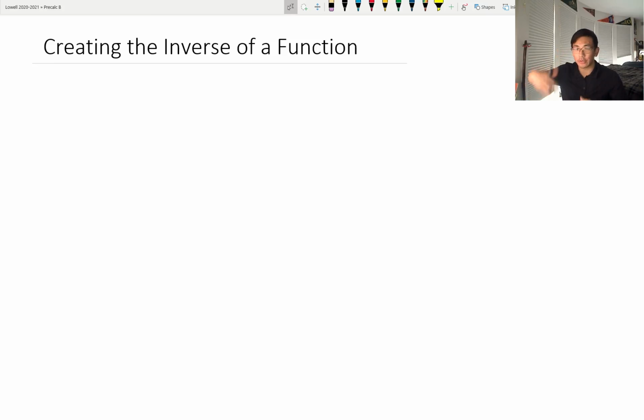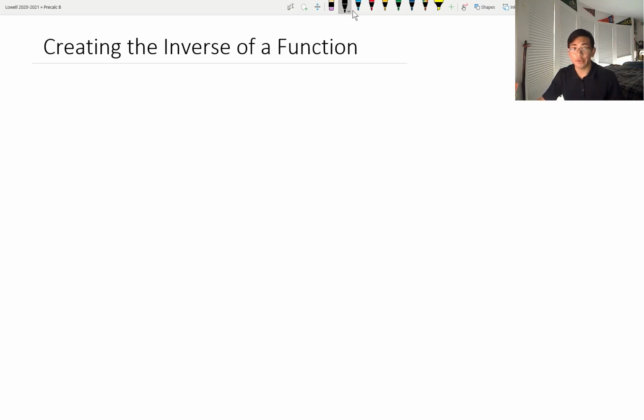Hello folks, in this video I want to talk about how we can create the inverse of a function. I know that we talked about this already, but I want to talk about it now that we know about one-to-one functions. So what I'm going to do is create an example.